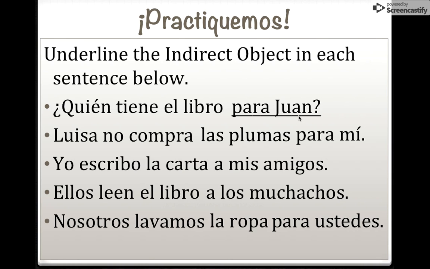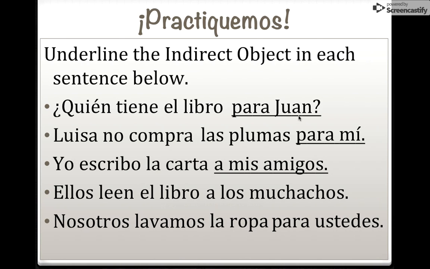Luisa no compra las plumas para mí. So Luisa does not buy pens for me. Again, who is this for? This is for me. Yo escribo la carta a mis amigos. I write the letter for my friends or to my friends. So in this case, it's going to be to, or it can be for. So it's going to be a mis amigos.